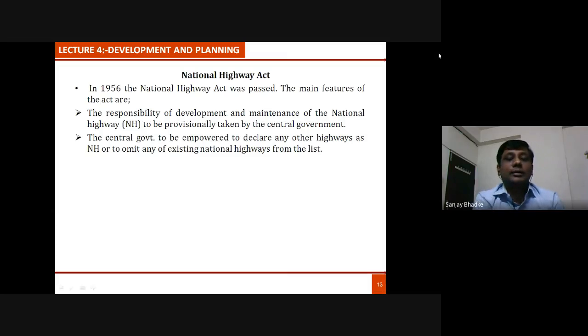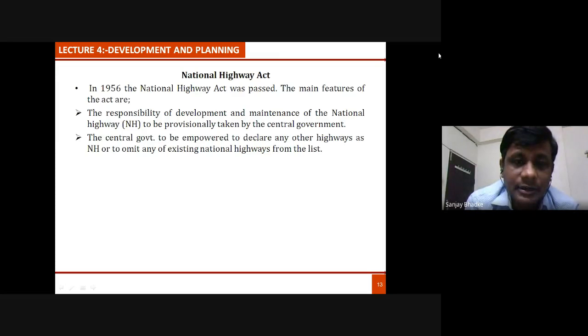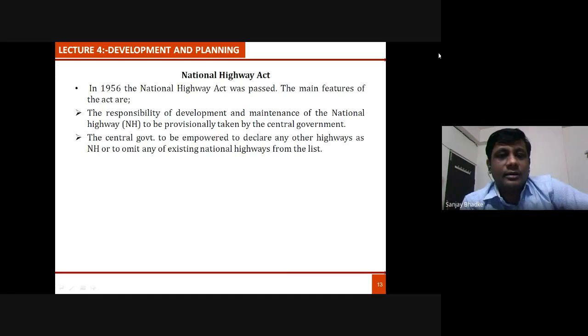There is another act which is related to the national highways and state highways. This act is called the National Highway Act. In 1956, the National Highway Act was passed. The main features of this act are that the responsibility of development and maintenance of the national highway (NH) is provisionally taken by the central government of India. The central government is empowered to declare any other highway as a national highway, or to omit any existing national highway from the list.